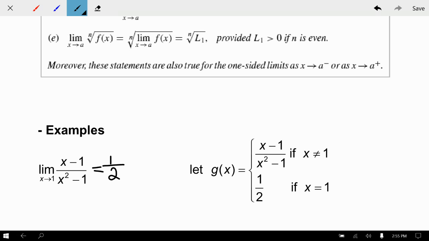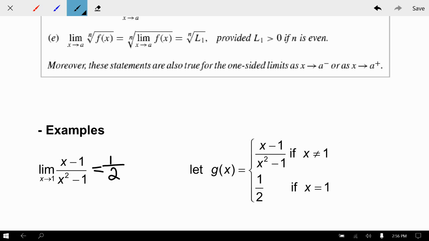There was a hole at x equals 1, or a removable discontinuity at x equals 1. By defining the function value to be 1/2 at x equals 1, we've taken that hole in the graph and filled it in. So I want to point that out because you might see some problems on your assignment.